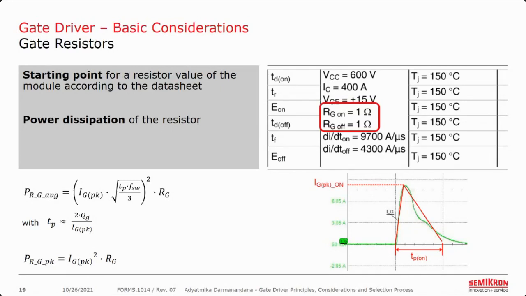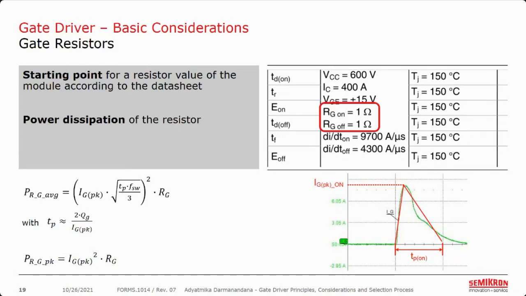To determine the average power dissipation on the resistor, a measurement is needed, or you can use the previous equation with the worst case peak current. The curve on the right side shows us the current measured at the gate. This diagram shows current flow at the turn on, whereas at the turn off, we will get the pulse in the negative value.